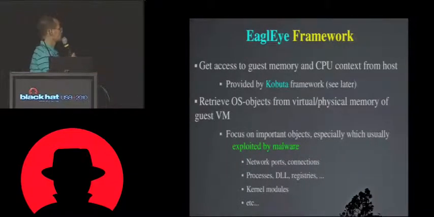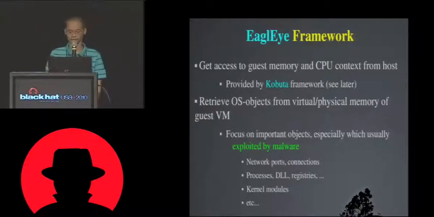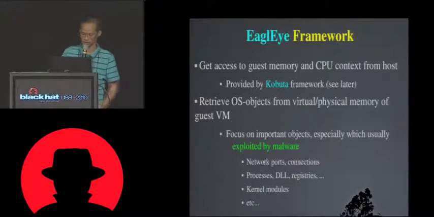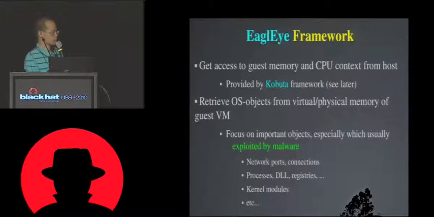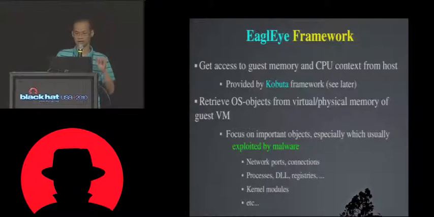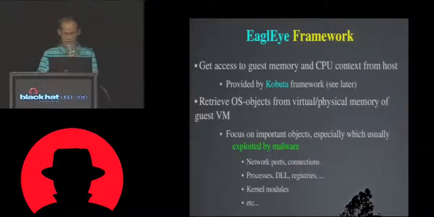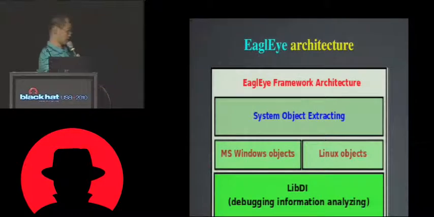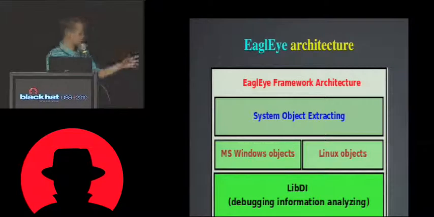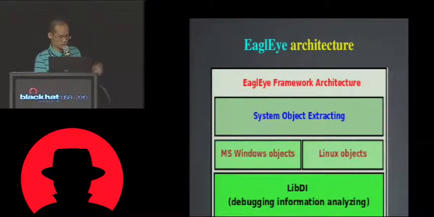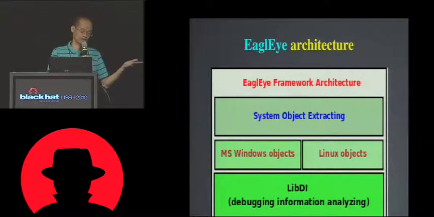Okay, EaglEye needs to access the guest memory and CPU context from the host, from the lower layer. And to access the guest memory and CPU context, we need help from the Kubota framework, which we introduce later. After that, once we can access the memory and CPU context, we need to get the OS objects from the memory of the guest virtual machine. Because we are focused on malware, we focus on getting the objects that can be exploited by malware, like network ports, connections, processes, DNS, registry, kernel modules, and so on. Here's the full architecture of the EaglEye framework. You can see that the EaglEye framework is split into multiple layers. And in each layer, the bottom layer provides a service to the higher layer.